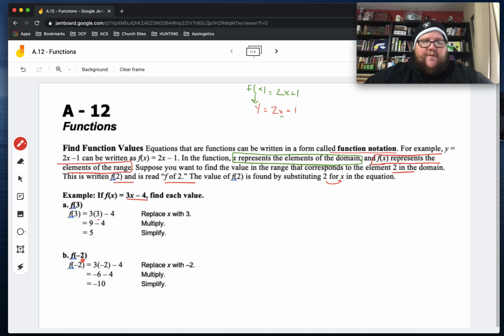If I want f of negative 2, I'm plugging negative 2 in for x. So where I see an x, I put a negative 2. 3 times negative 2 minus 4. So negative 6 minus 4.